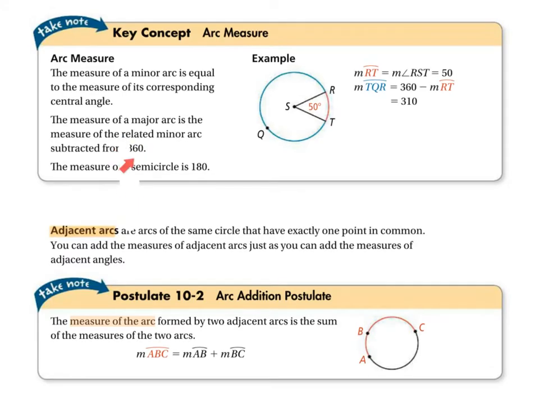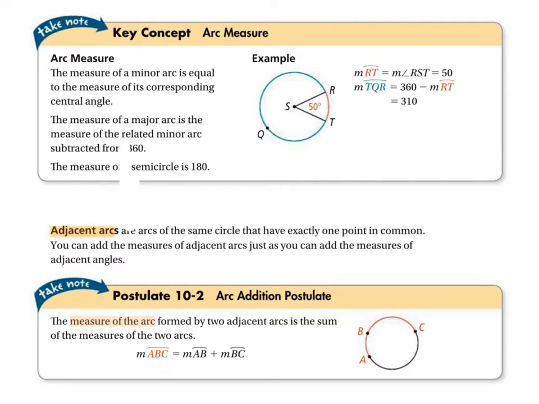Okay, sorry, something got erased there, but you can read it. So what do we got? What does arc measure mean? Well, the measure of a minor arc is equal to the measure of its corresponding central angle. So since R to T is the minor arc, instead of going around the long way, if this central angle is 50, then that's what we call this. So the measure of arc RT, the minor arc, is 50, and that's how you write it.